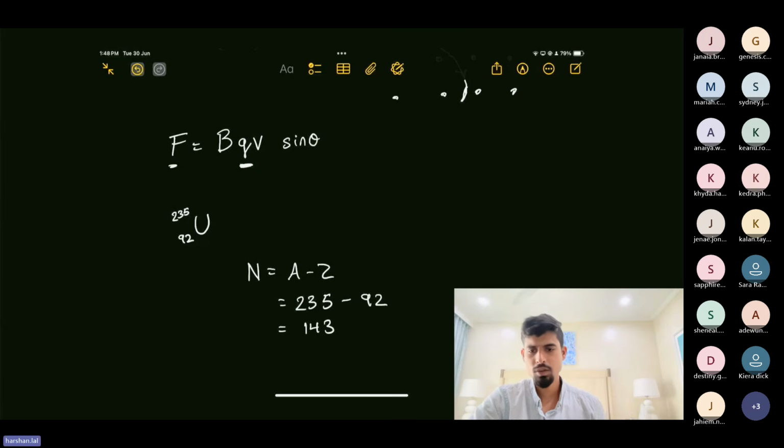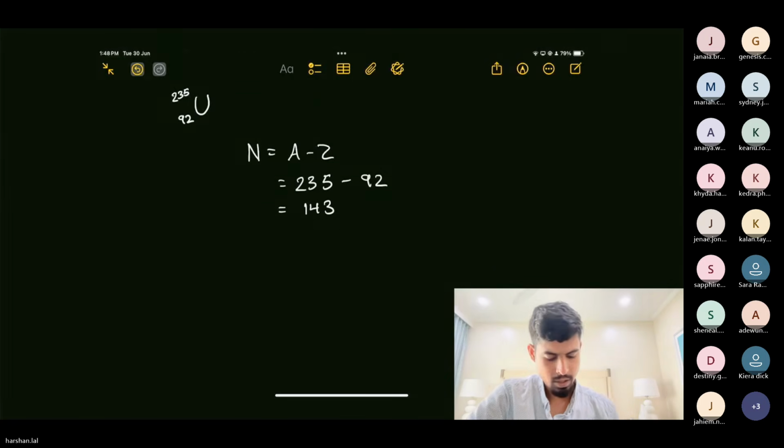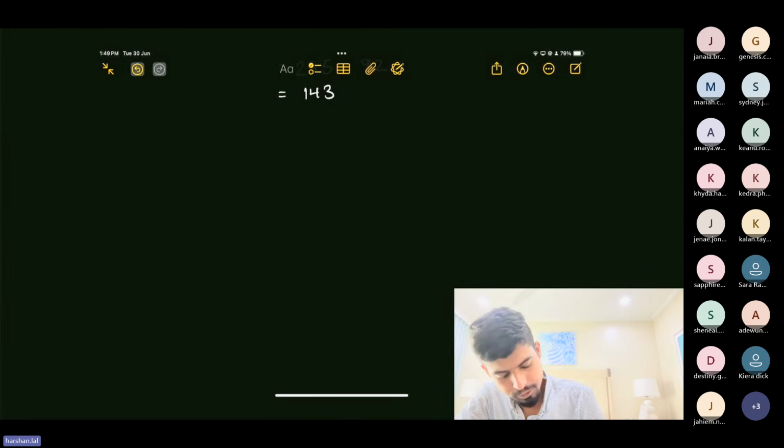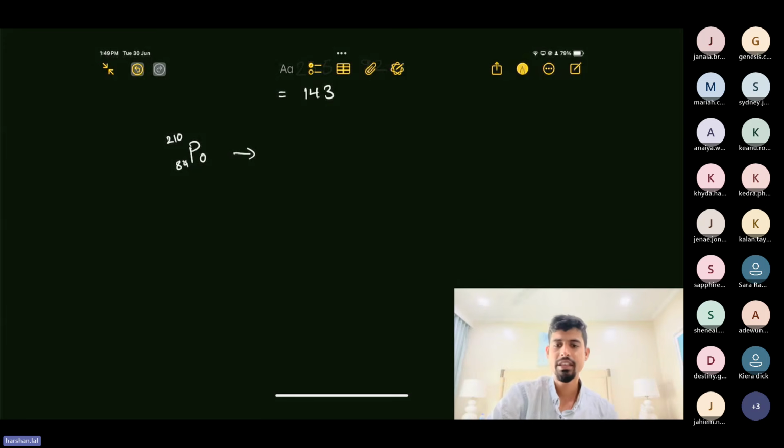Right, so now we have an isotope of polonium-210, atomic number 84, and it decays via alpha decay, right? So I want you all to tell me what do I have to write to have this as a balanced radioactive decay equation.